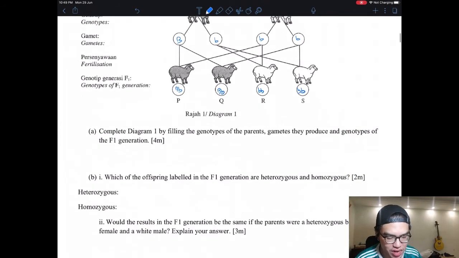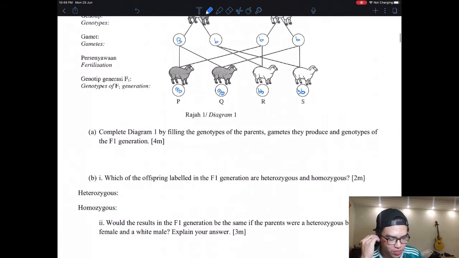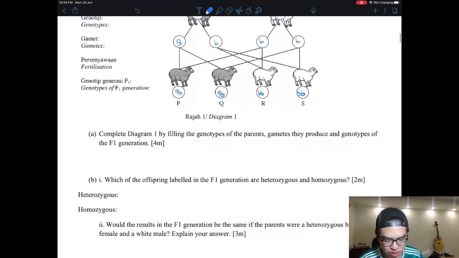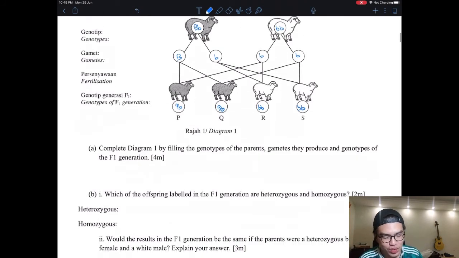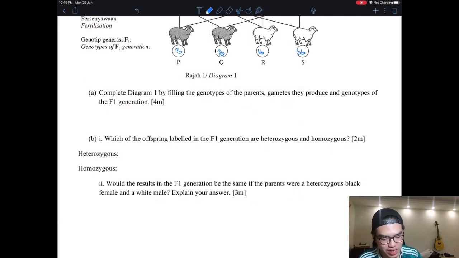Complete diagram 1 by filling the genotype of the parents, gamete they produce, and genotype. We've done this. You see, 4 marks. So this chapter is super easy for you to score. Which of the offspring labeled in F1 are heterozygous and homozygous? So who is hetero? Hetero, we have P and Q because they are different, big, small. Homo is R and S.